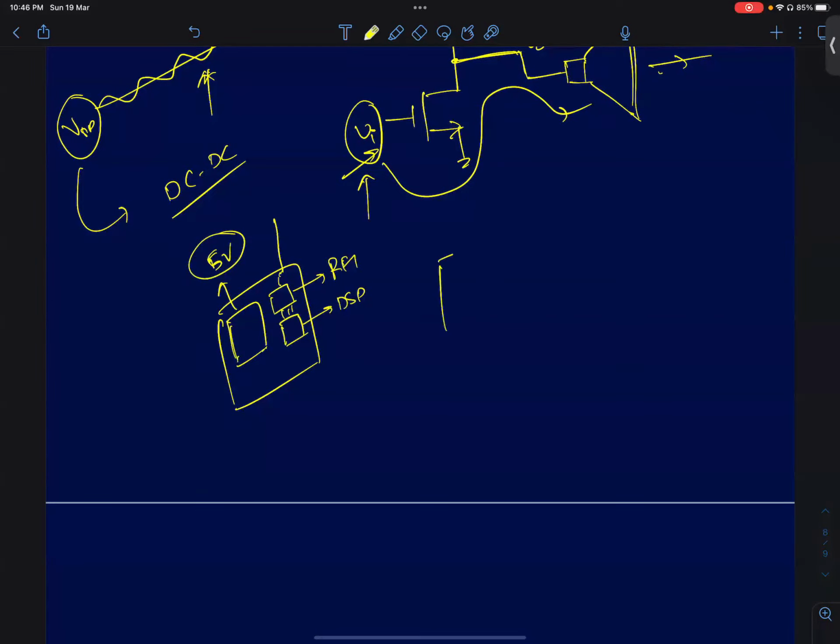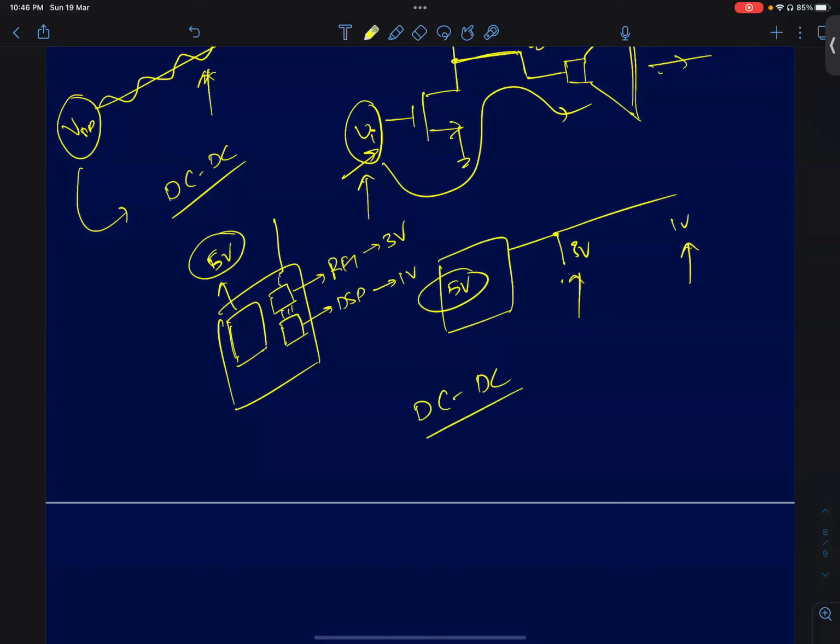So what we do is that we take the 5 volt battery. From the 5 volt battery, we derive, say the RF circuit needs 3 volts, and the DSP circuit, say it needs 1 volt. Usually core devices are low voltage devices, so they'll need lower voltages. So I need to derive 3 volts and 1 volt, all from this 5 volt DC supply, which is your battery. From that 5 volt DC, you need to generate 3 volt DC and 1 volt DC. This process is what we call DC-DC conversion.